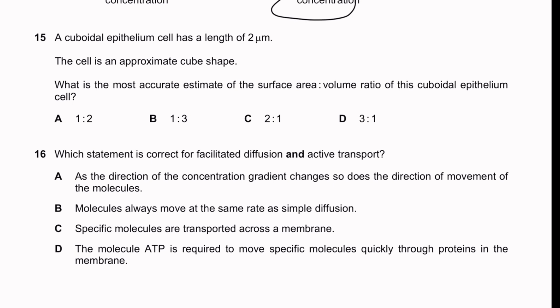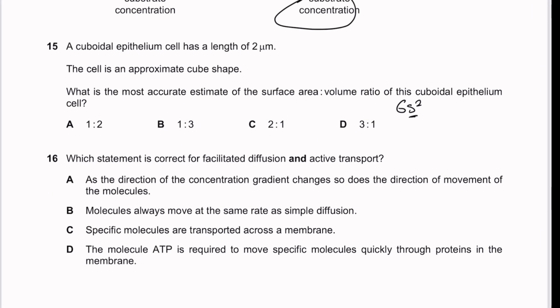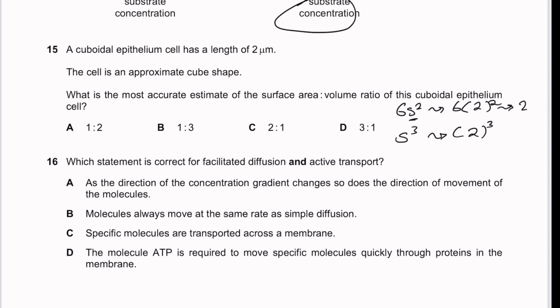So first off, we need to know that the surface area of a cuboid is 6 times side length squared, right? And then the volume of the cuboid is side cubed. And so this is 6 multiplied by 2 to the power of 2, and this is only 2 to the power of 3. Right? And so here, this is going to be 24. Here it will be 8. And 24 divided by 8, which is how we get the ratio, will be 3:1. And that's why the answer is D.